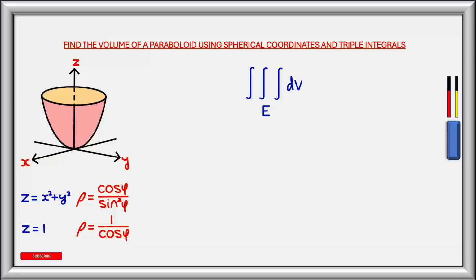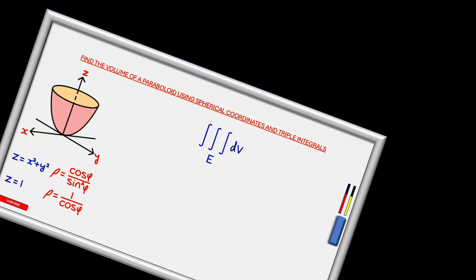To find the volume, we need to integrate over the region E and some infinitesimally small pieces of volume, shown here as dV. We need to unpack this and define our region using spherical coordinates. This will give us our limits of integration for rho, theta and phi, and then look at what dV equates to in this context. Let's begin with finding the limits of integration for rho.